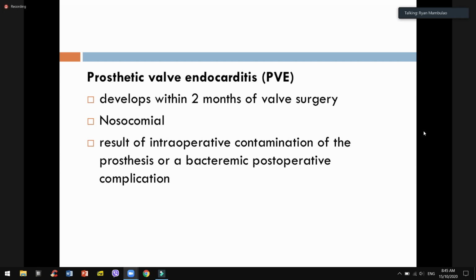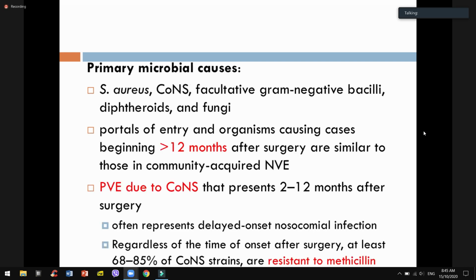And then pag prosthetic valve endocarditis, coagulase negative staph. Okay? So, pag more than 12 months, baka na prosthetic valve involvement, baka parehas na siya yung community-acquired native valve involvement, endocarditis. Meaning, the most common organism involved is now staph. But if it's less than 12 months, 2 to 12 months, the most common cause is coagulase negative staph. But either more than 12 months or less than 12 months pa yan, as long as it's a prosthetic valve endocarditis, that bacteria is resistant to methicillin.